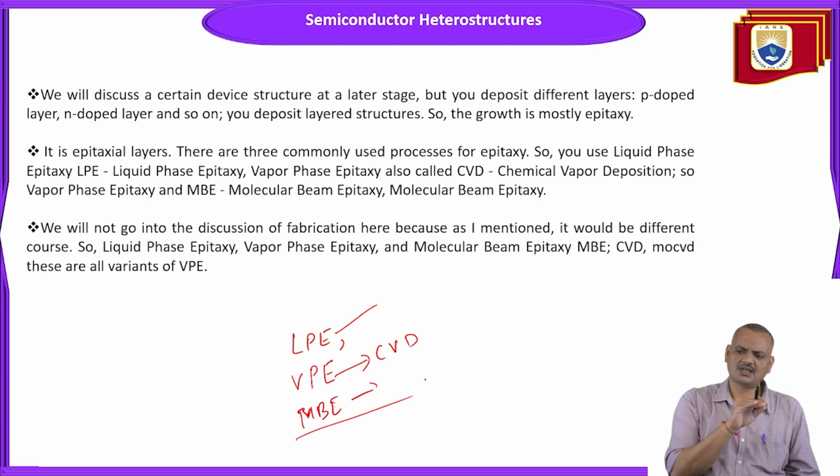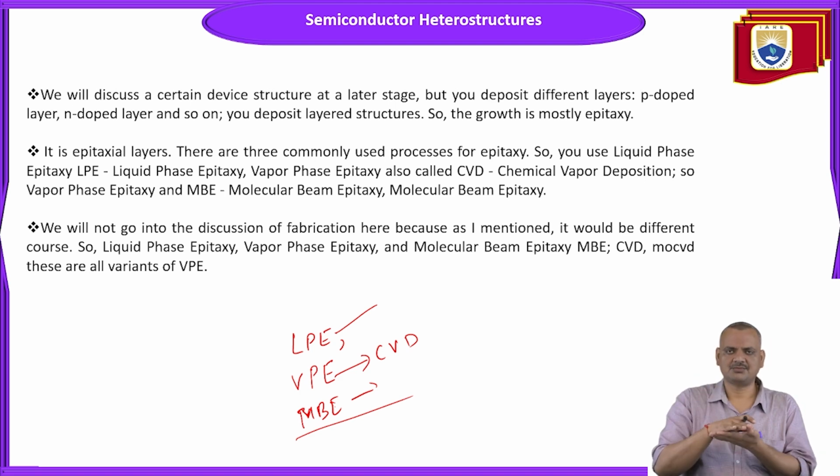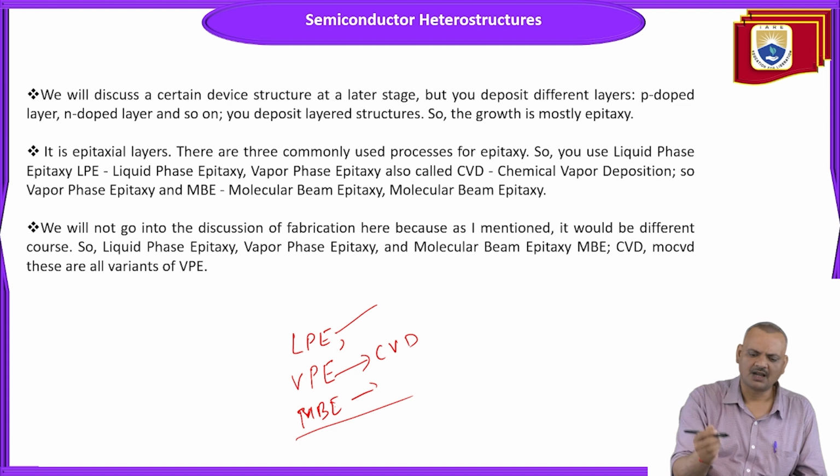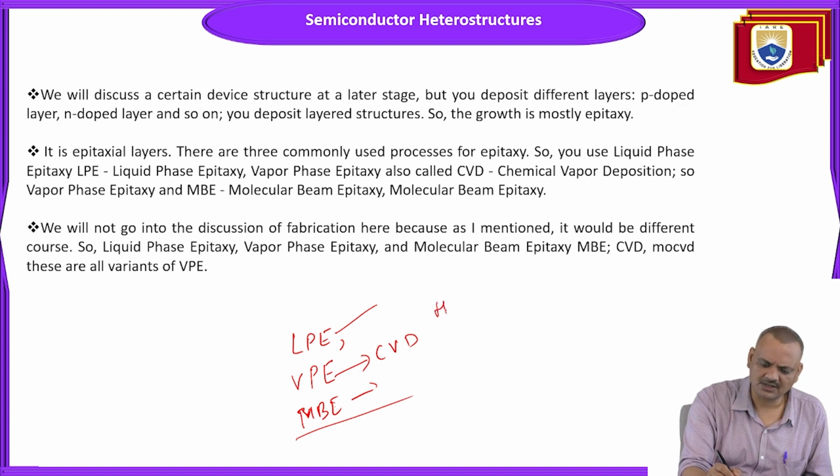Okay, so once you deposit with the help of molecular beam epitaxy, the layers will match with each other, meaning the lattice will match. Mismatched lattice and matched lattice: there are two concepts. I already told you what a heterostructure is.